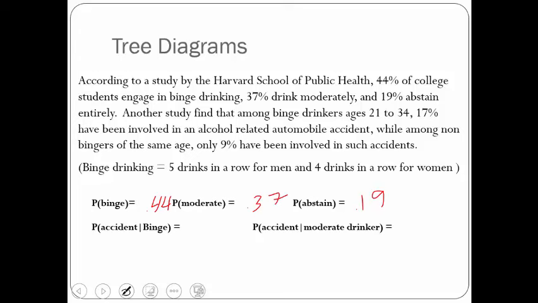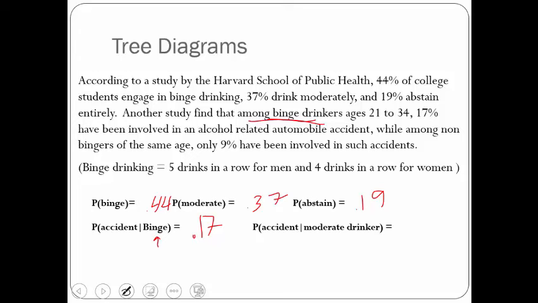If you look closely, 17% of binge drinkers, knowing they're a binge drinker, so that's where you get this conditional. Given that it's a binge drinker, 17% of those binge drinkers have had an accident. So given they're a binge drinker, 17% have had an accident. So 83% of binge drinkers have not had an accident.